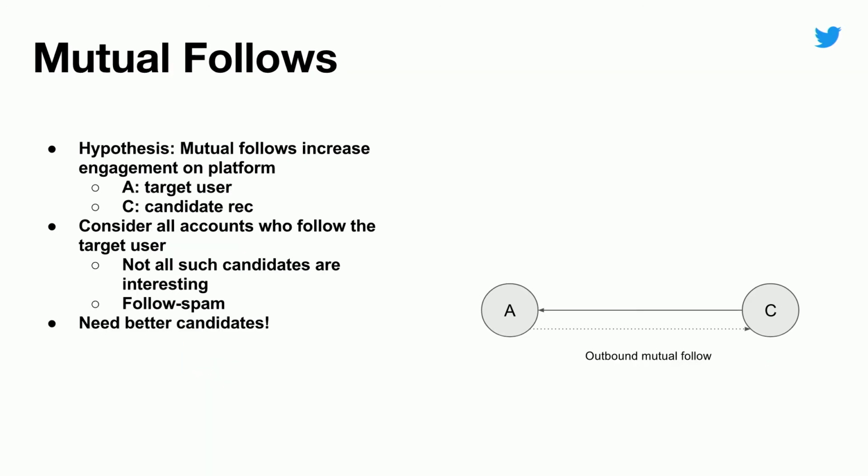Let's talk about mutual follows. Suppose as a product, we want to test the hypothesis that mutual follows drive engagement on the platform. Again, our notation is A is a target user, C is a candidate recommendation.